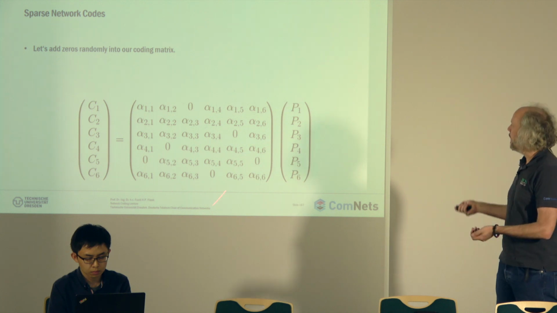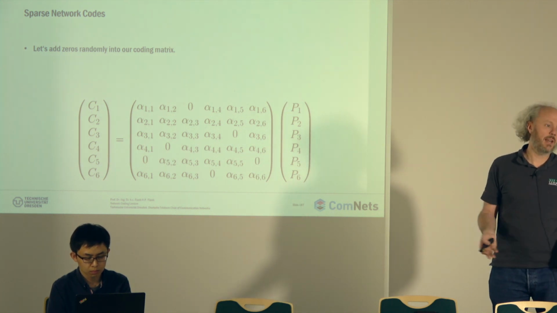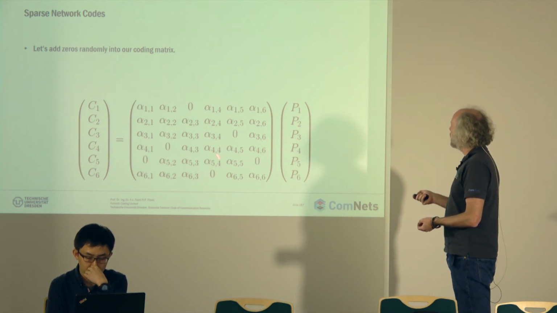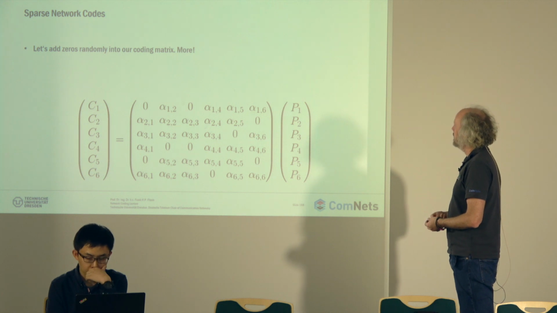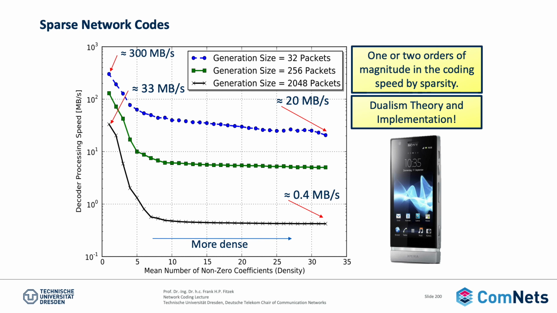And why don't we fill up everything with zeros? Right? That's the easiest way, but then we will never transmit anything. So the point is now where to put the zeros in order to reduce the complexity. And these are some measurements that we did on the phone. This was an Xperia phone at the time that we used for this stuff.